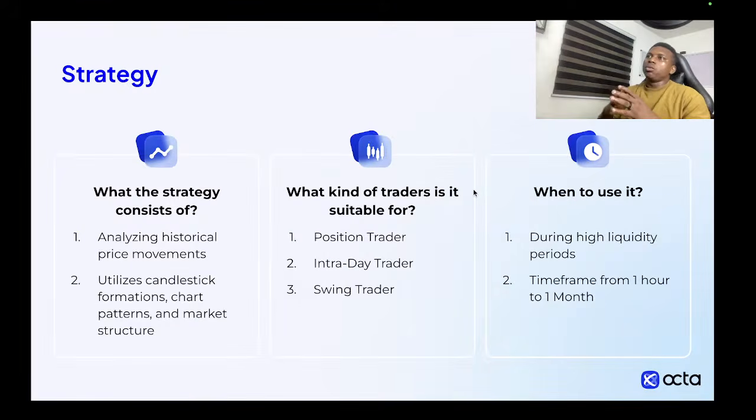Now, what does this strategy consist of? This strategy consists of analyzing historical price movement using candlestick formations, chart patterns, and market structure. Now, what kind of trader is it suitable for? It's suitable for position traders, intraday traders, and swing traders.